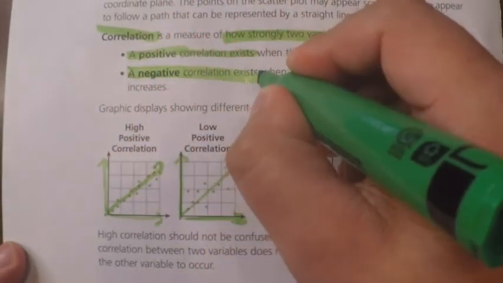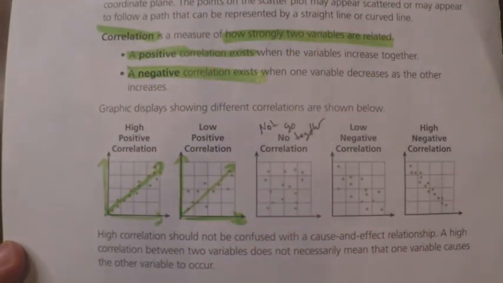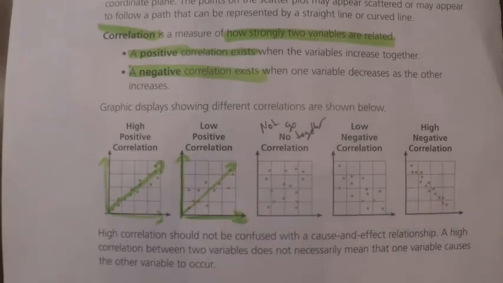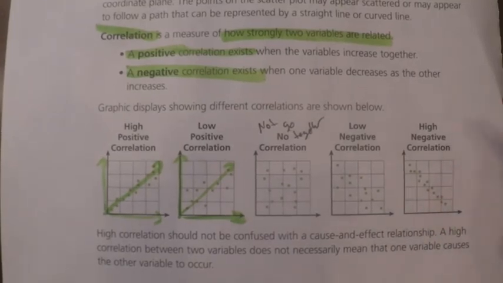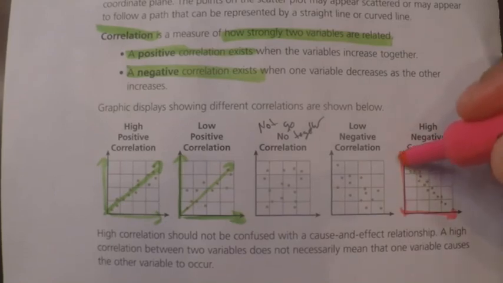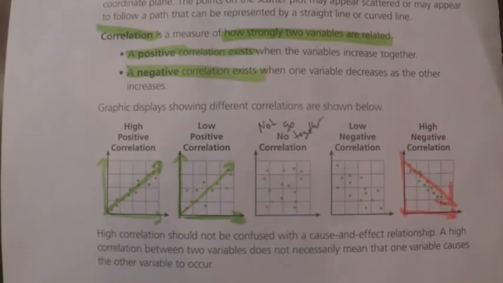Now taking a look at the negative correlation. A negative correlation exists when one variable decreases as the other increases. So starting with the high negative correlation, as the x's get bigger, as we go from left to right, we're actually going down on our y-axis. So here we create a line that's going down and to the right. This also would have a negative slope. So when we think of negative correlation, we can also think of negative slope, just like with positive correlation, we could think of positive slope.